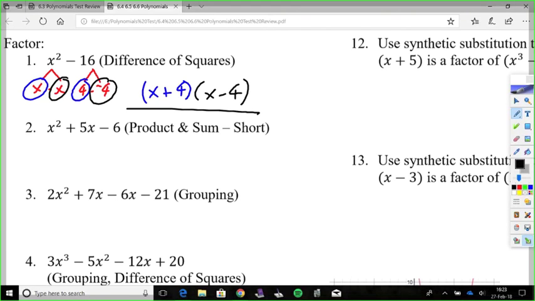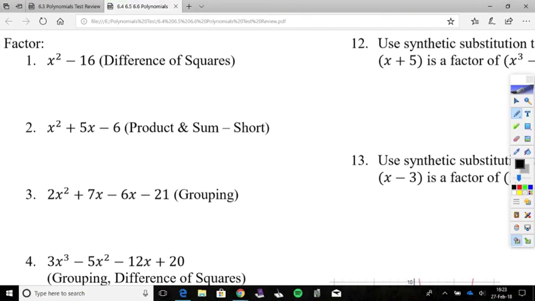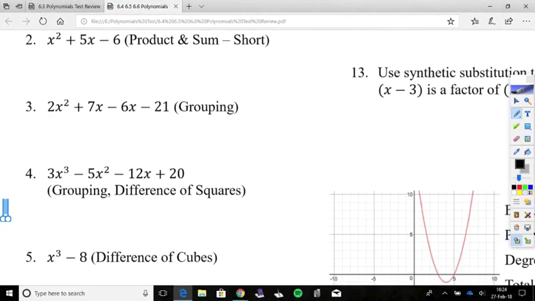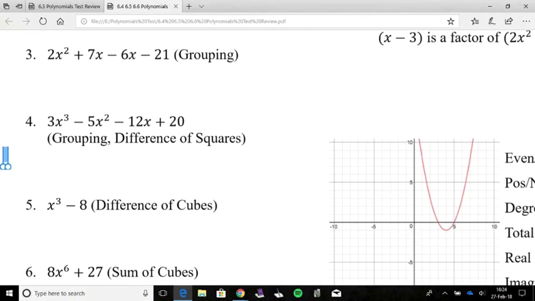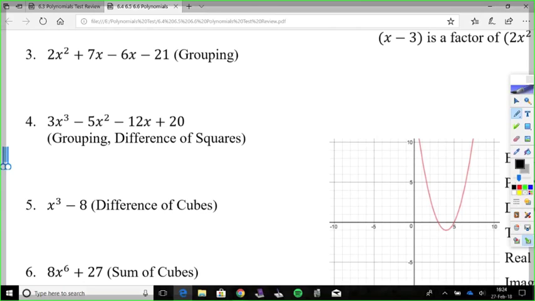Now, I'll do the grouping one. I'll do number 3. There's another product and sum one that I'll do later on, but I want to do at least one of these grouping problems. So number 3, to factor by grouping, you're only going to use this when there are 4 terms. There are 4 terms here. To factor by grouping, we're going to group the first 2 terms together and then the last 2 terms together.